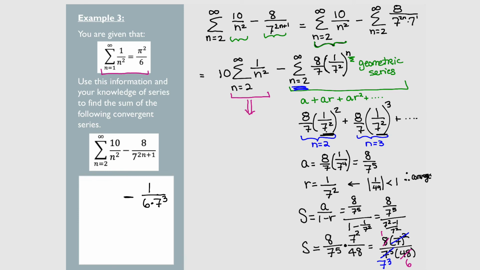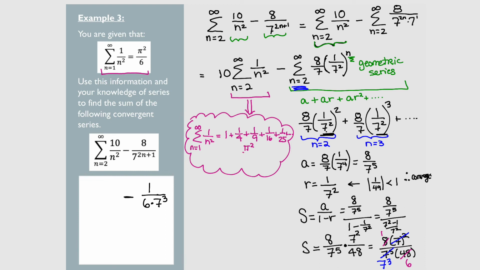Okay, now the other piece. Let me do a little thought bubble because I need to think this out a little bit. So I know that the summation n equals 1 to infinity of 1 over n squared is 1 plus 1/4 plus 1/9 plus 1/16 plus 1/25. Notice I'm just putting numbers in for n, and I'm listing out all my terms. And I'm told that whole summation is pi squared over 6.